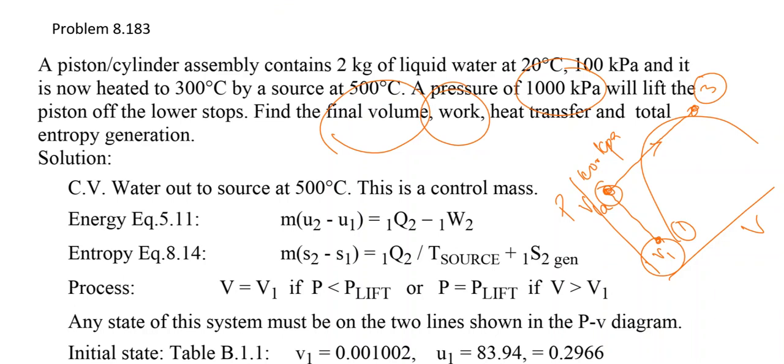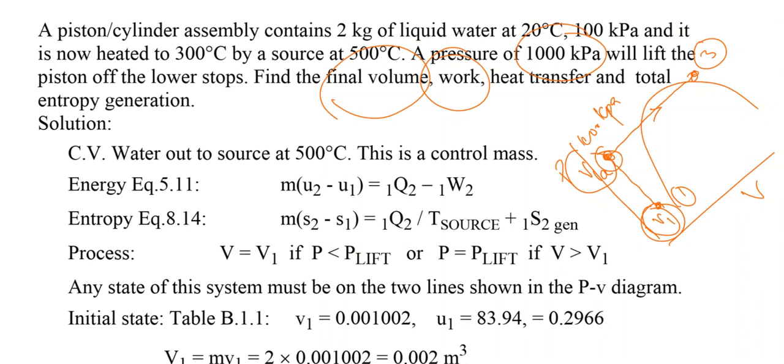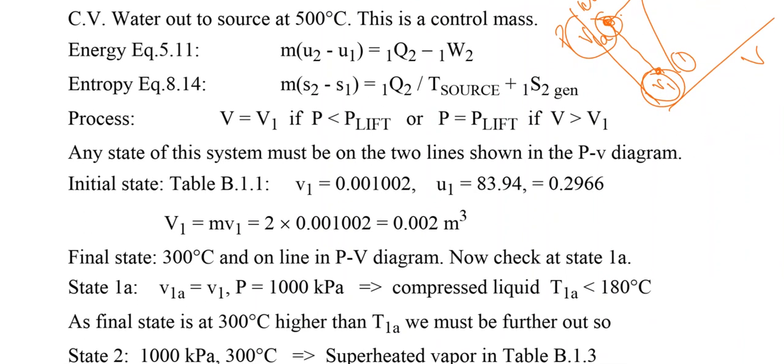So we have two pressures. One is the pressure when the piston is still there and the volume is constant, in which case the volume V would be equal to V1. Obviously V1 is over here and also V1 is over here, and that means the pressure would be less than the pressure which is lifting. And then we have the pressure which is greater, and that is 1000 kilopascal. Then the volume will move from volume V1A towards the volume V3, or V2, whatever we call it at the end.